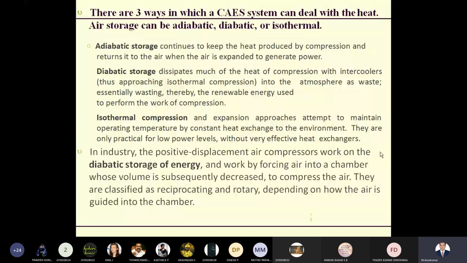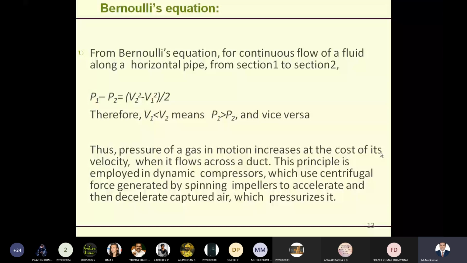The second equation is Bernoulli's equation, which the air will obey. If you look at fluid dynamics, the Bernoulli equation states that the change in pressure is equal to the change in kinetic energy. So P1 - P2 = 1/2 (V2² - V1²). Therefore V1 will be greater than V2. So pressure and velocity are in inverse proportion, and vice versa.